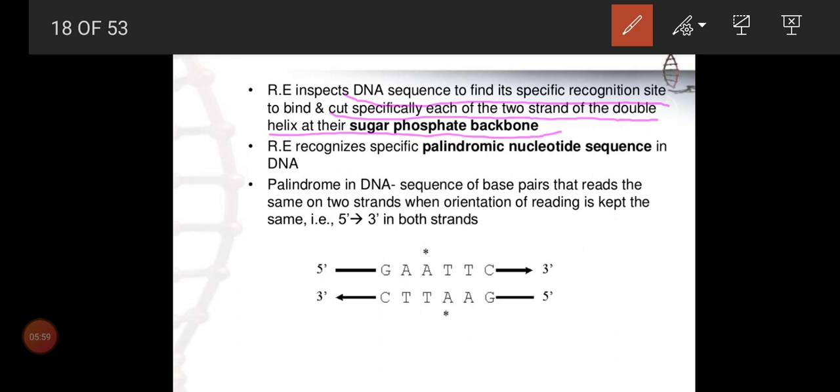Now look at the slide. Restriction endonuclease recognizes a specific palindromic nucleotide sequence. So what do you mean by palindromic nucleotide sequence? For example, if you write Malayalam, okay, this is the example given in your NCERT. You write Malayalam from 5' to 3', and it reads the same from right to left also, left to right also.